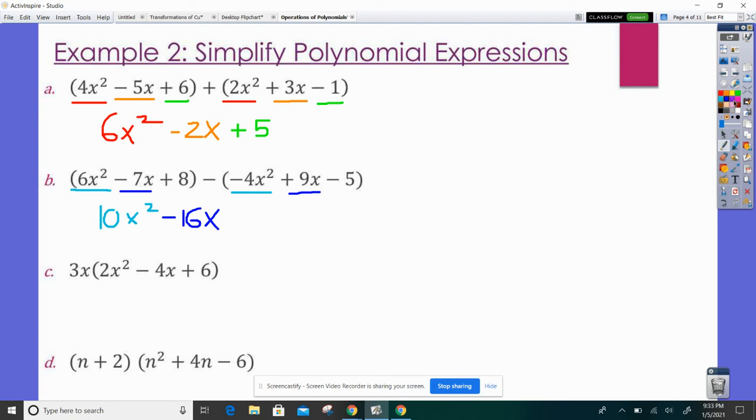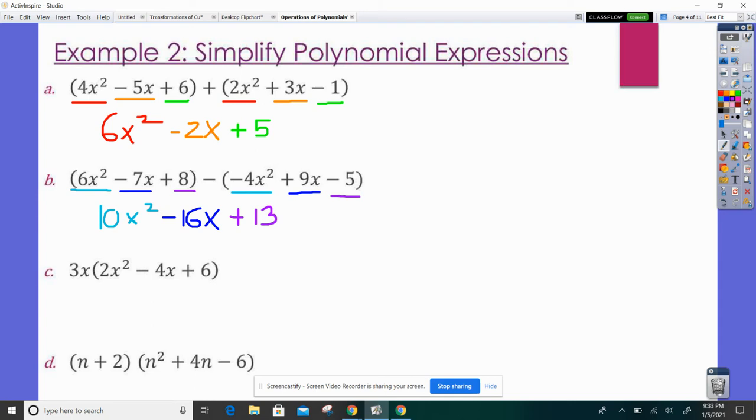Okay, then I'm going to do my last term. 8 can be combined with negative 5. But again, you have to be careful. It's 8 minus negative 5. Minus a negative, again, turns to a positive. So 8 plus 5 is going to give us a positive 13. Since nothing else can be combined in that, we are done.